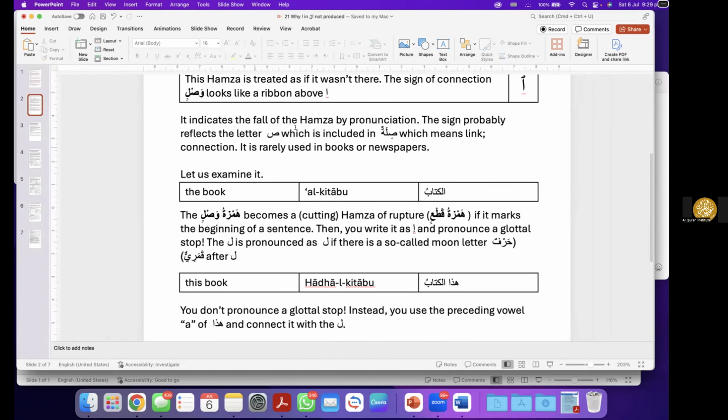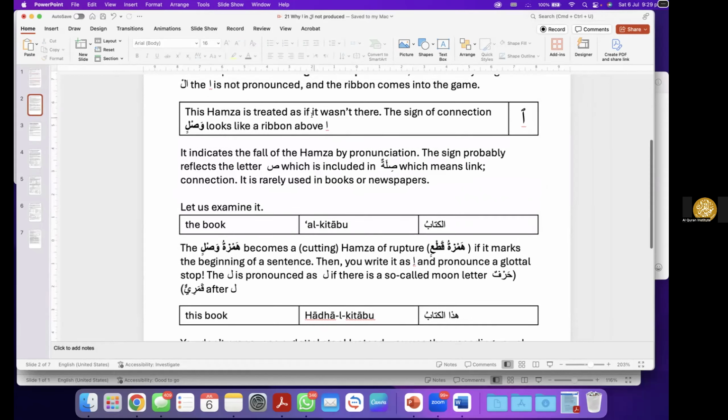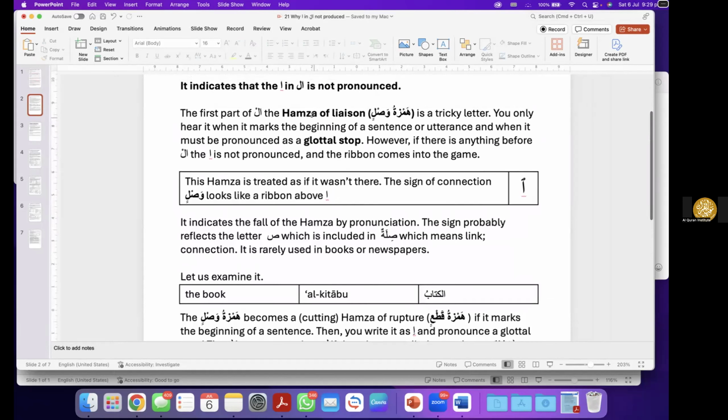The next question is already covered in the lesson we completed last week, Hamzatul Qat and Hamzatul Wasl. I'm just touching on a few points. The first part of al is the Hamza of liaison, which is alif, a tricky letter. You only hear it when it marks the beginning of a sentence or utterance. That's when it is used, only if it comes at the beginning. And then it must be pronounced as a glottal stop, a typical cut, disconnected kind of sound.